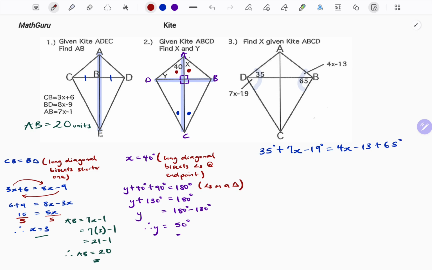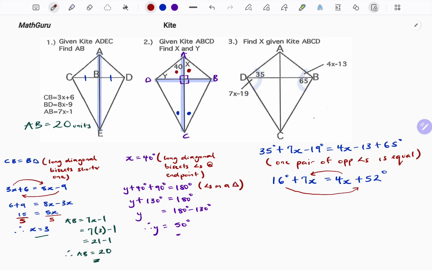I'm going to write the result. So therefore, simplifying to find x, I have 35 minus 19 on my left-hand side. That is 16 degrees plus 7x equals 4x minus 13 plus 65, which will give me 52 degrees. So I have plus 52 degrees. And then what I'm going to do is to move my 4x to the left-hand side and move my 16 degrees to the right-hand side.